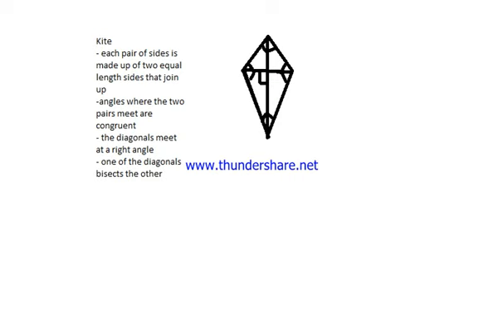So this is a kite. As I said earlier, one of the diagonals bisects the other, and the diagonals meet at a right angle. This is the right angle. Angles where the two pairs meet are congruent. All the description can be seen in the figure.